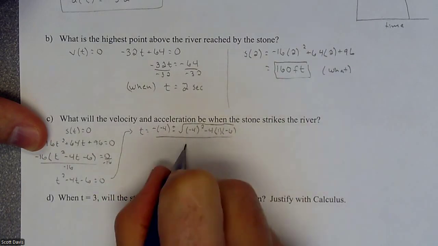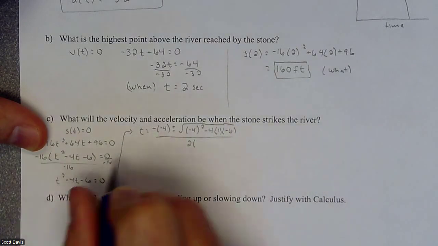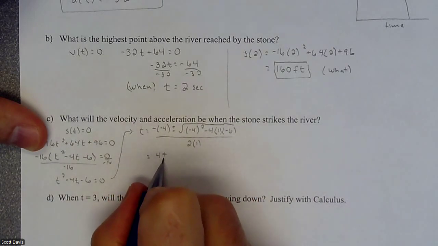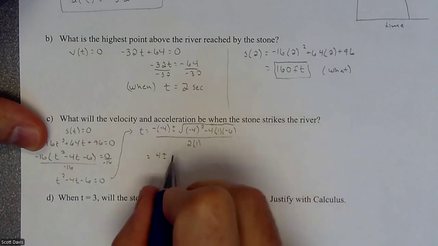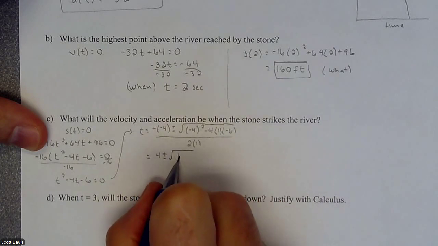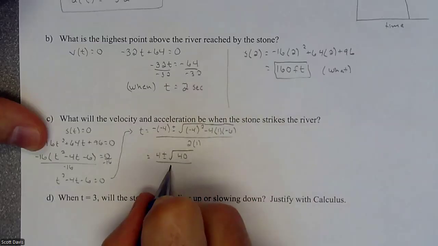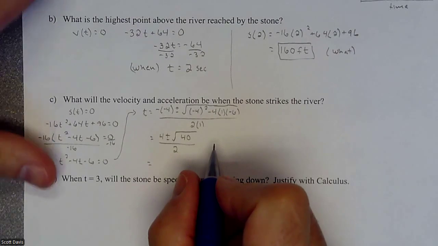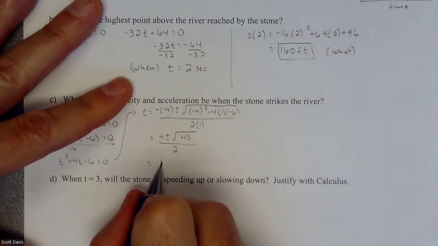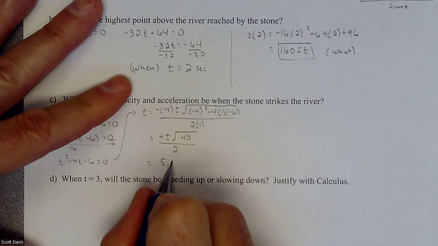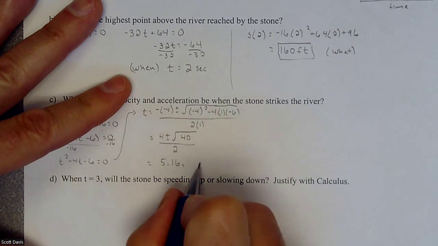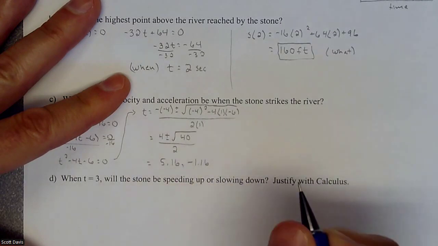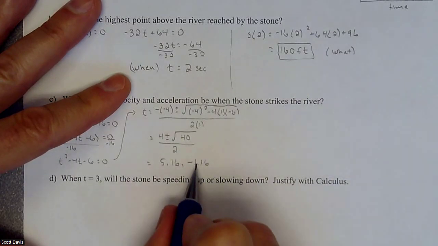And that's all going to be divided by 2 times our a, which is 1. All right, so we're looking at 4 plus or minus the square root of 16 plus 24, which becomes 40, divided by 2. So if I plug that into a calculator, the calculator is going to spit out two answers. One of them is going to be 5.16, and then the other one's going to be negative 1.16. Right, so this one makes no sense.